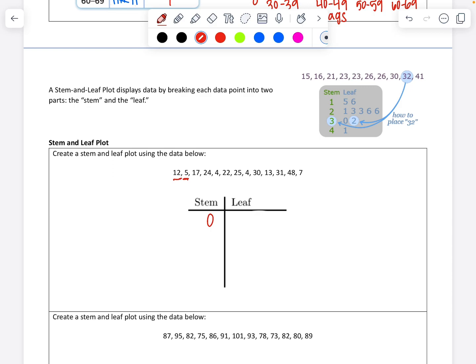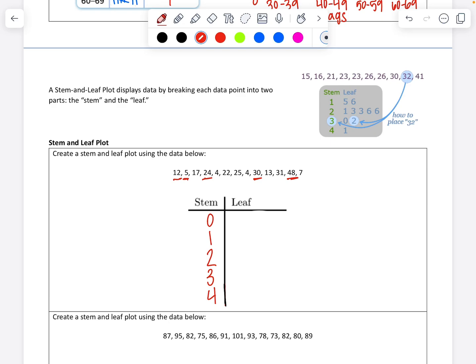I have a 12, so I'm going to have a 1, because that would represent the tens place. I have a 24, so the 2 would represent the 20. And then I have a 30, so that would be 3. And I have a 48, so that would be 4. Let me do that.